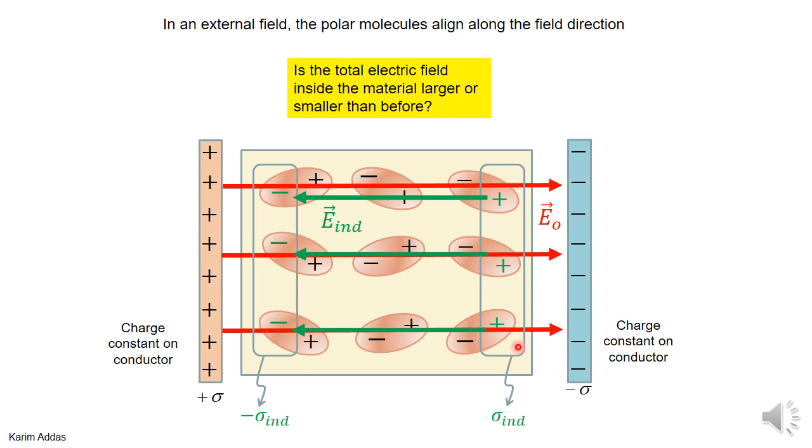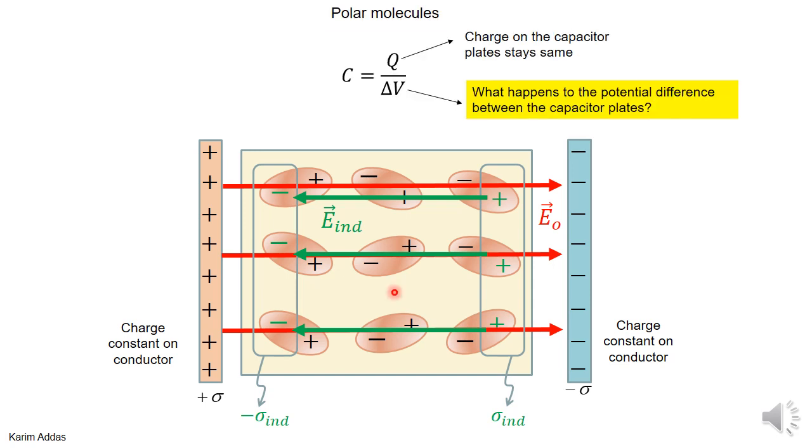Of course, this sheet of positive charge and this sheet of negative charge will make their own electric field pointing to the left, the induced electric field. The induced electric field is opposite the original electric field. So now the question is, if you go to any point inside the material, is the total electric field smaller or larger than it was before, or the same? Of course, the electric field is smaller because it is now E node minus E induced. It's the sum of the electric fields, but one is opposite the other, so the electric field gets weaker.